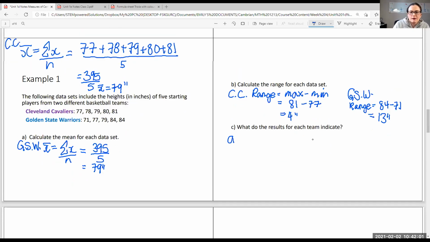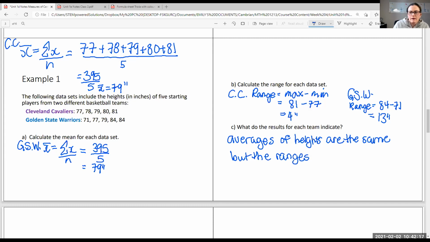So the averages of heights are the same, but the ranges vary. I could say the ranges vary by 13 subtract 4, so the ranges vary by 9 inches.